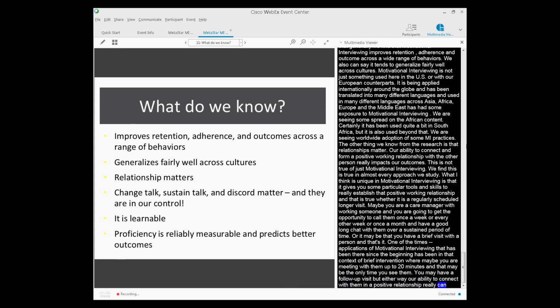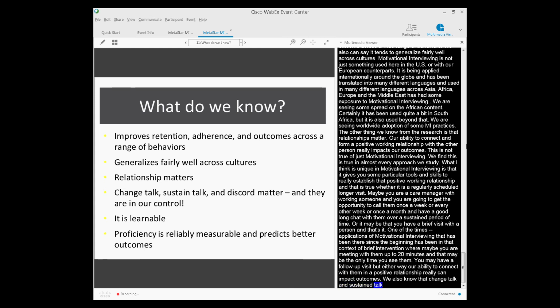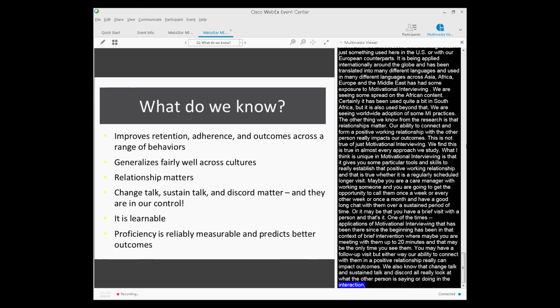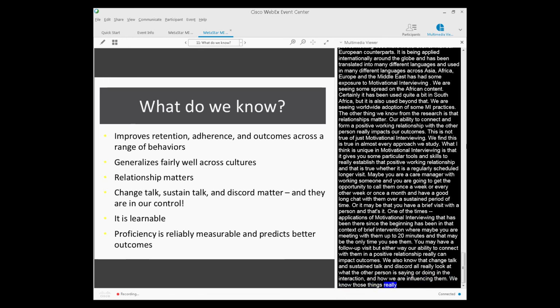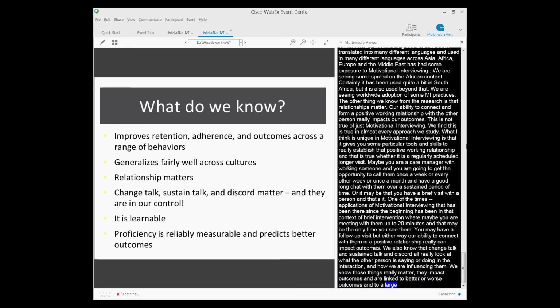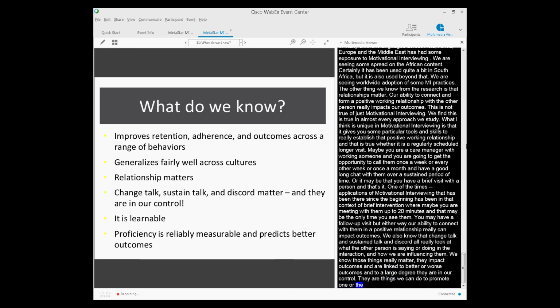We also know that change talk and sustained talk and discord, and those all really look at what the other person is saying or doing in the interaction and how we're influencing that. We know that those things really matter. They impact outcomes. They're linked to better or worse outcomes, and to a large degree, they're in our control. There are things we can reliably do to promote one or the other happening more or less in our interactions.